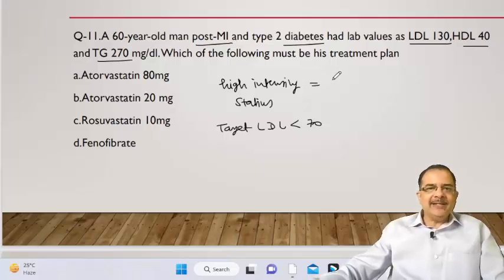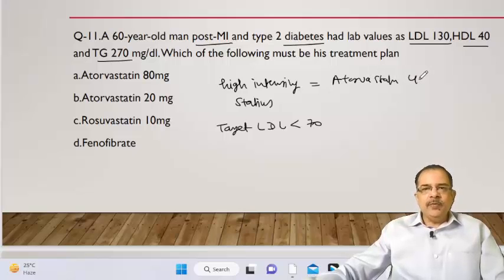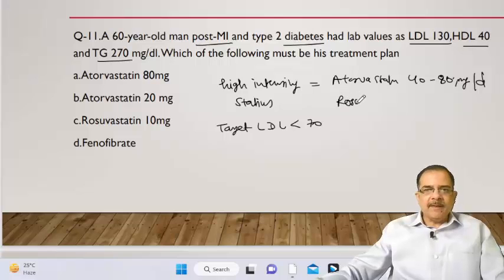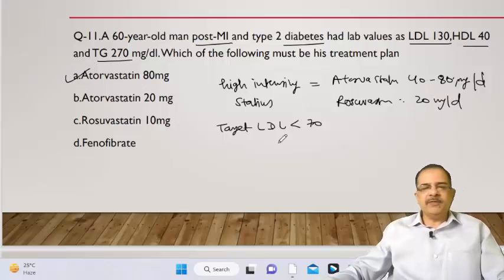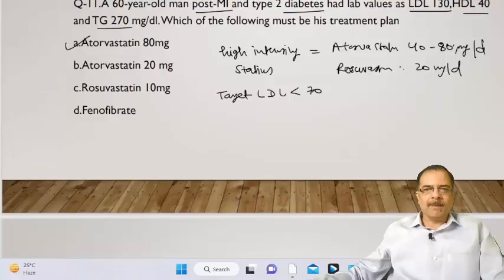What are high intensity statins? High intensity means atorvastatin of 40 to 80 milligrams per day, or rosuvastatin of 20 milligrams per day. So out of this, the option which is given here is option A.